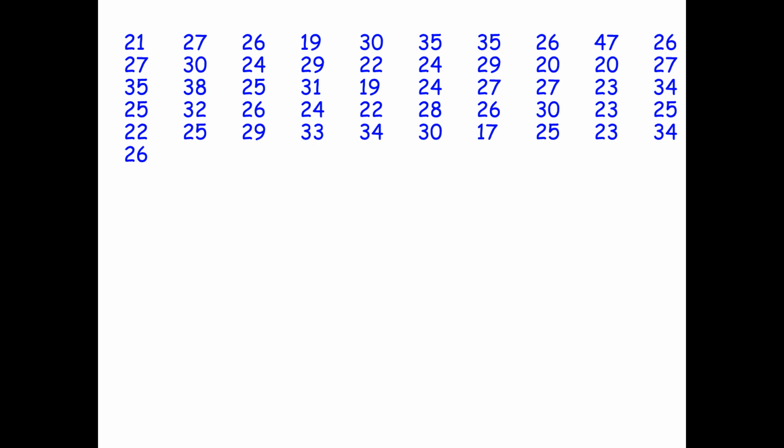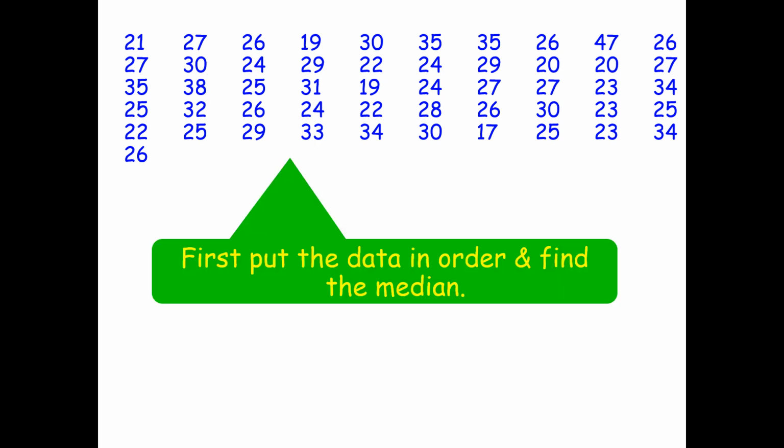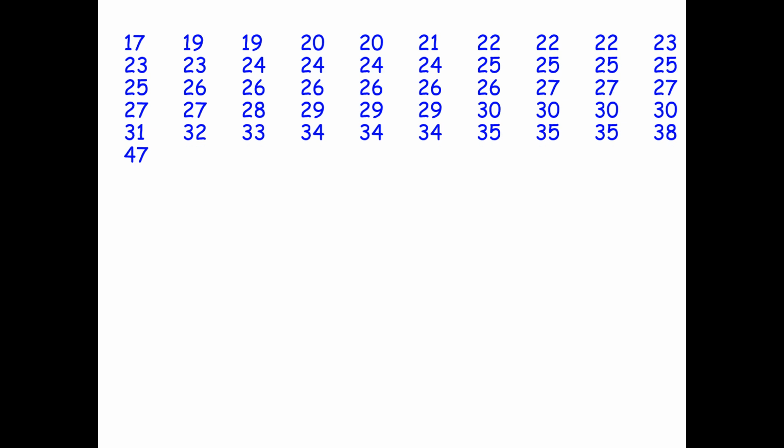So here's our data, and the first thing that we want to do is put the data in order to find the median. So I'm going to give you a moment. Go ahead and push pause, put your data in order, and when you're done, push play, and we'll go from there. So here's our data in order. We're now ready to find our median. So go ahead and push pause, find your median, and then push play, and let's see if you were right.